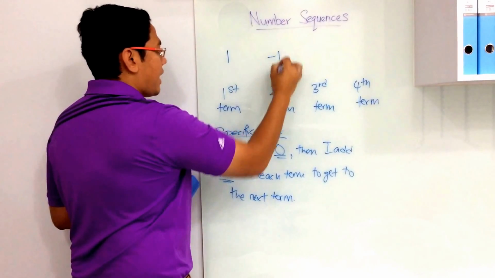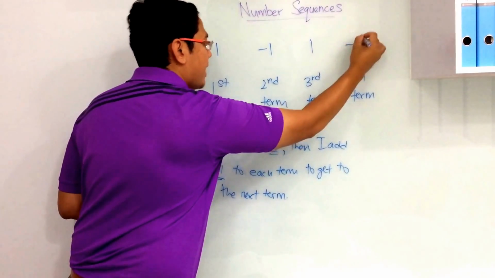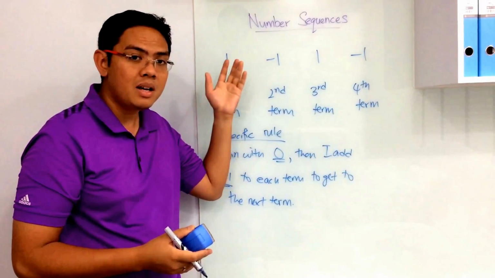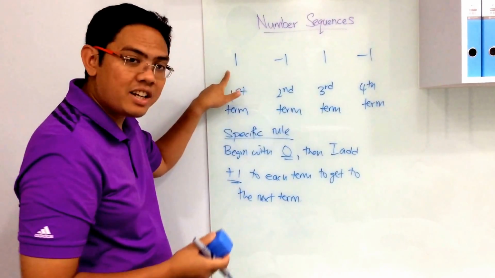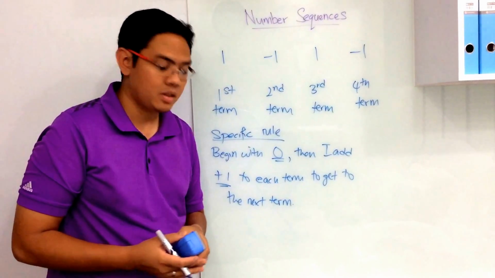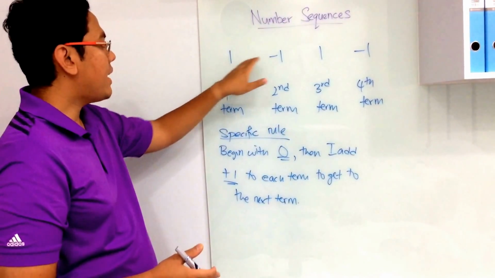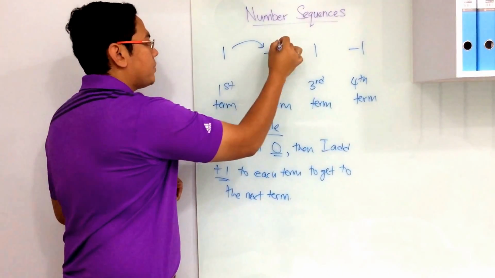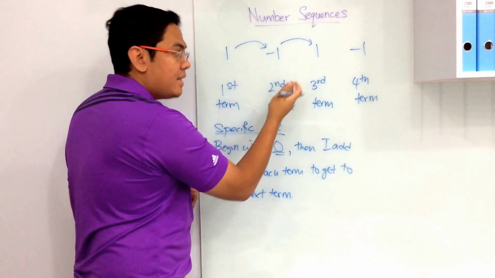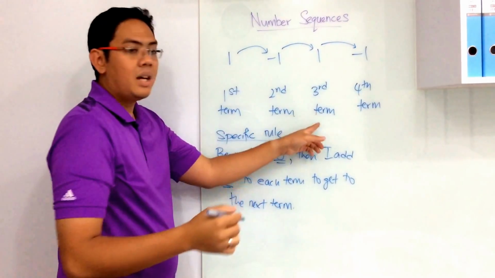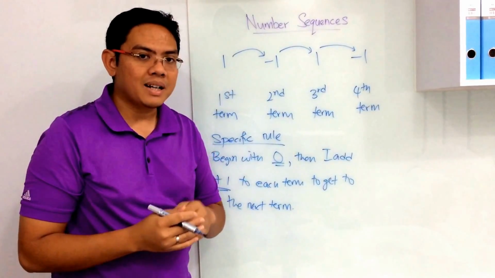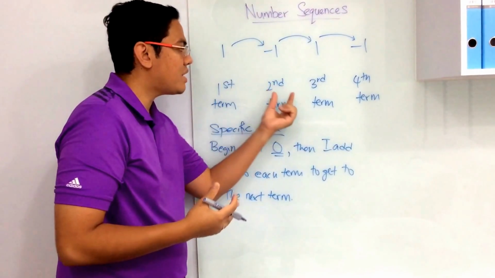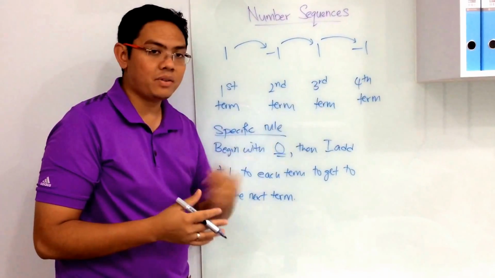What if I give you this number sequence: 1, negative 1, positive 1, negative 1. It does not have to start with 0. You can start with any number, but please take note of what the first digit is and what the last digit is. So what should I do to get from the first term to the second term, to the third term, to the fourth term? Always remember, there must be a constant value from the first term to the second term, third term, and the fourth term.